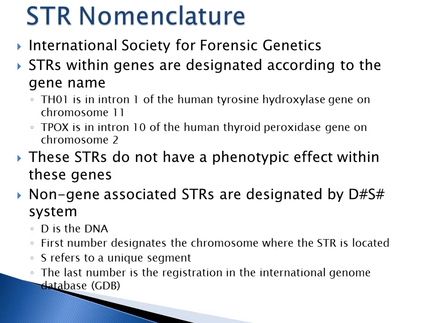You also have short tandem repeats that are not associated with genes. And if they are not associated with a gene, they have a standard designation, which is D a number, S a number. So D is the DNA. The first number is the chromosome where that short tandem repeat is located. The S is a unique segment, and the last number is the registration number in the International Genome Database.